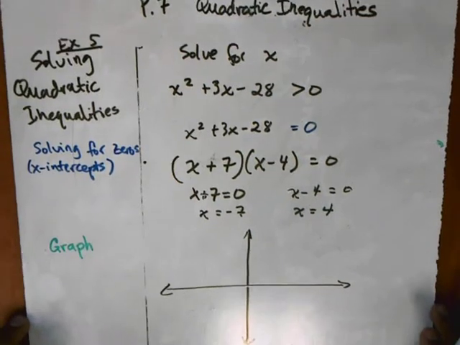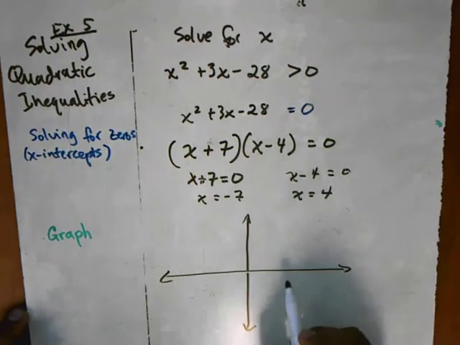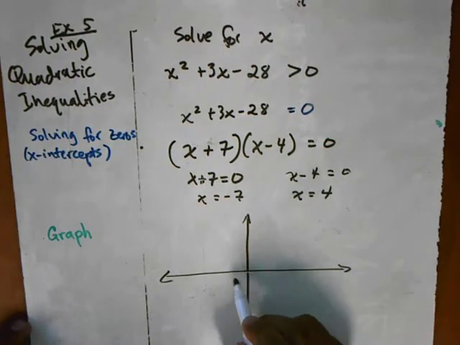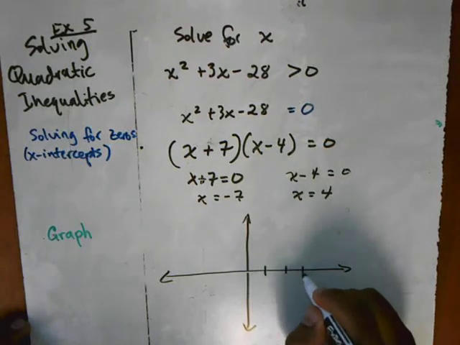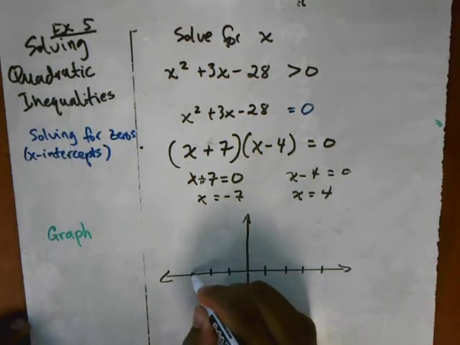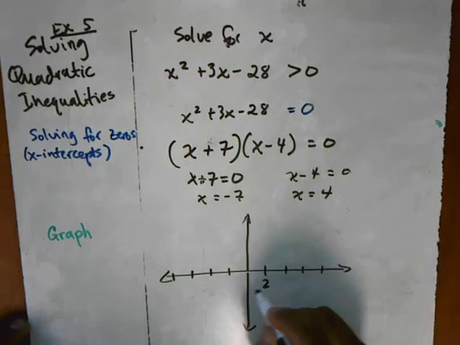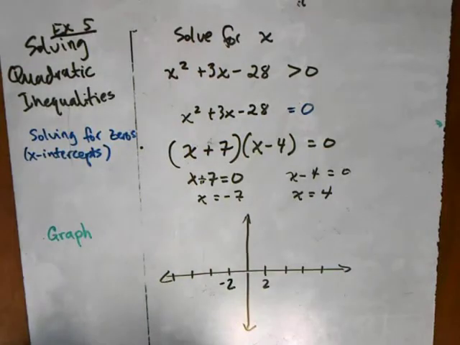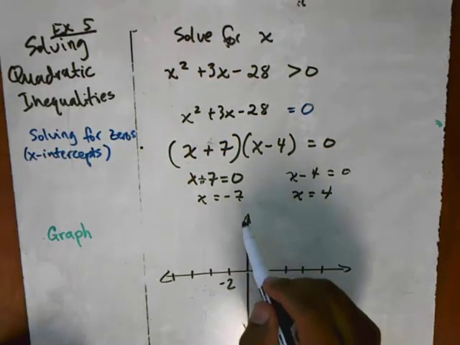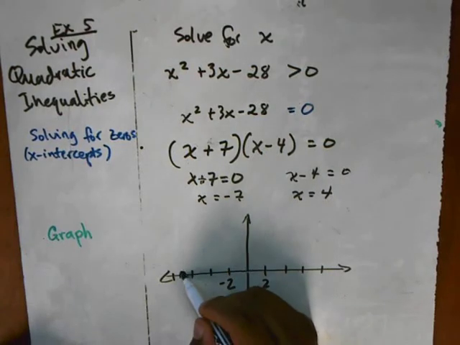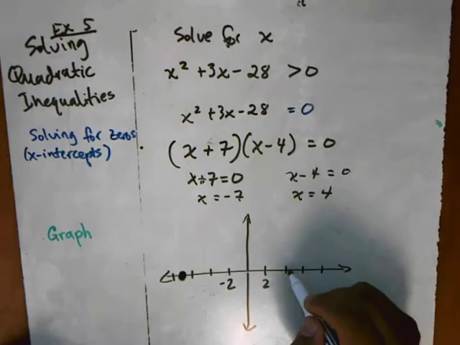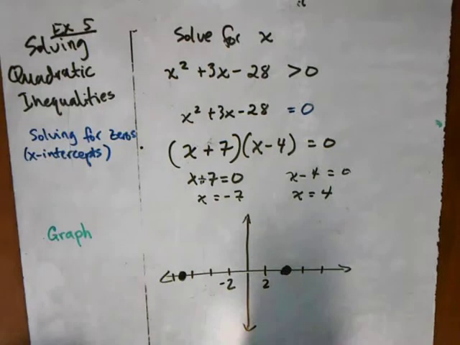The first thing that I'm going to do is put negative 7 on there somewhere. So I'll go two at a time: 2, 4, 6, 8. This is negative 2. And I know that negative 7 has to be on there. So negative 2, 4, 6. So this is negative 7 right here. And positive 4 has to be right here.